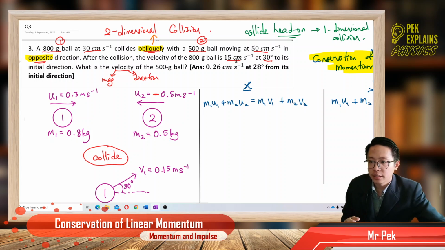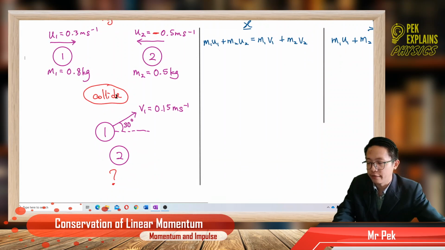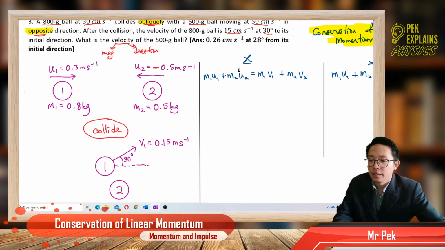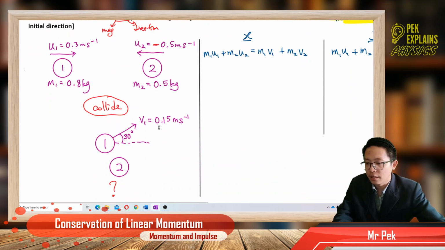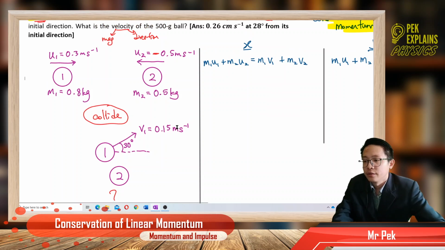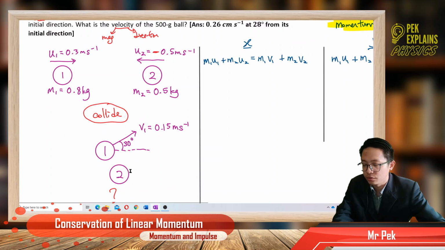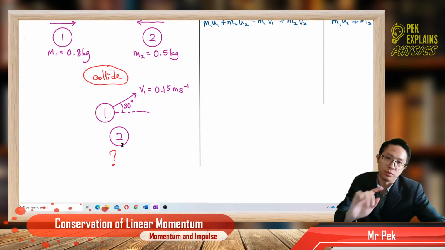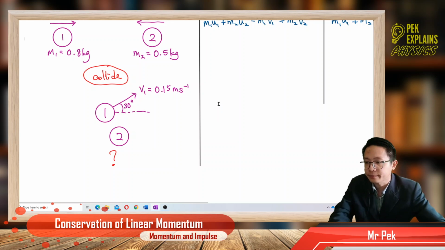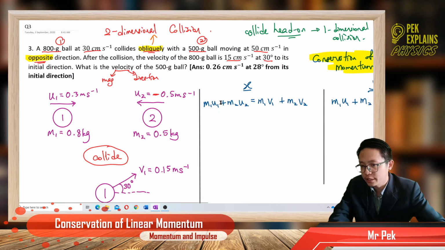After the collision, given the final velocity and also the direction, I have written down here: after collision, ball 1 has the final velocity 0.15 meter per second at 30 degrees to its initial direction. So this is the direction. We need to find the velocity of ball 2. I don't know what happened to ball 2. Let's find out. So how do we do these questions?